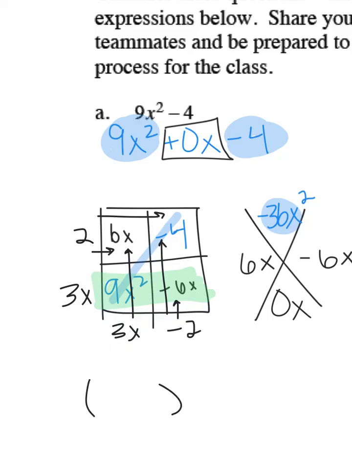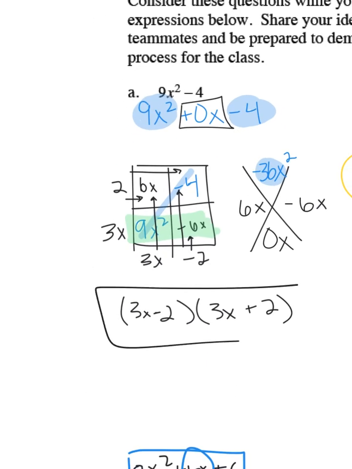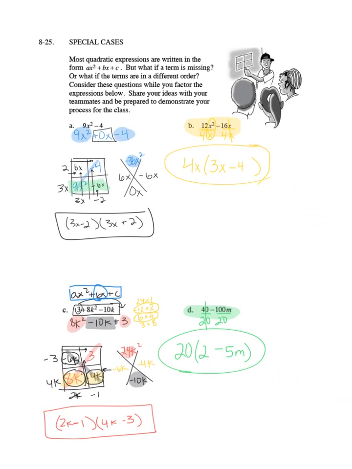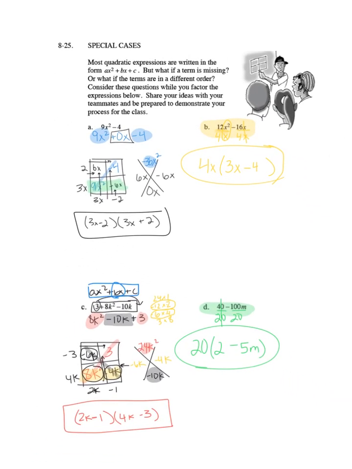So our final answer is what we see on the outside here: 3x minus 2 as a length times 3x plus 2 as a width. And that is our factored answer. So you're going to try 3 more factoring problems on the next page and some basic solve for x examples.